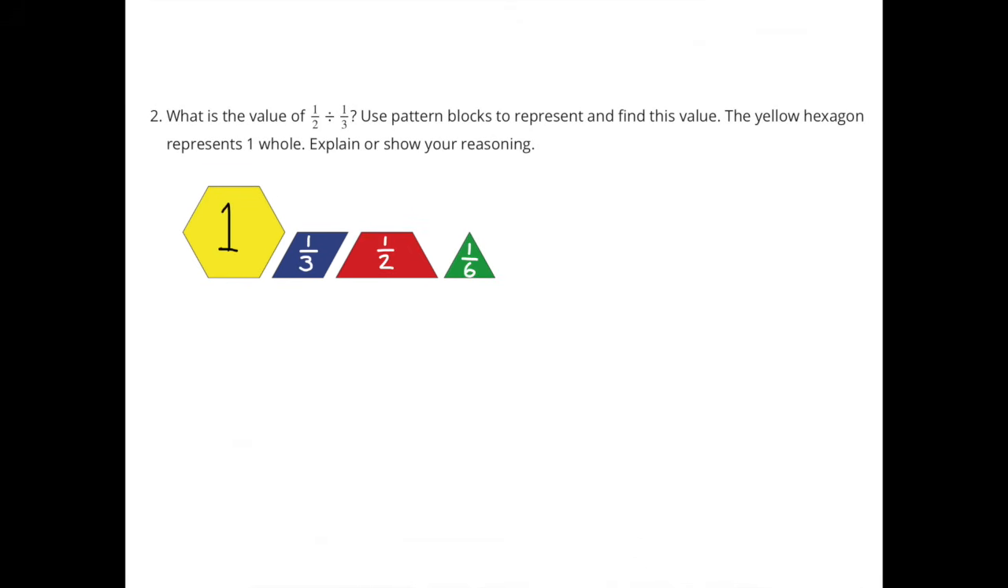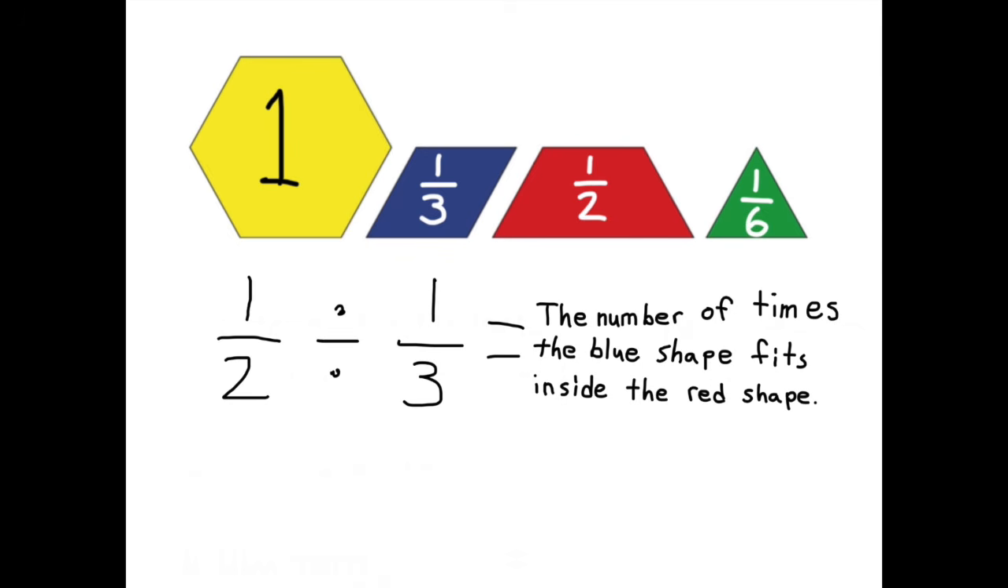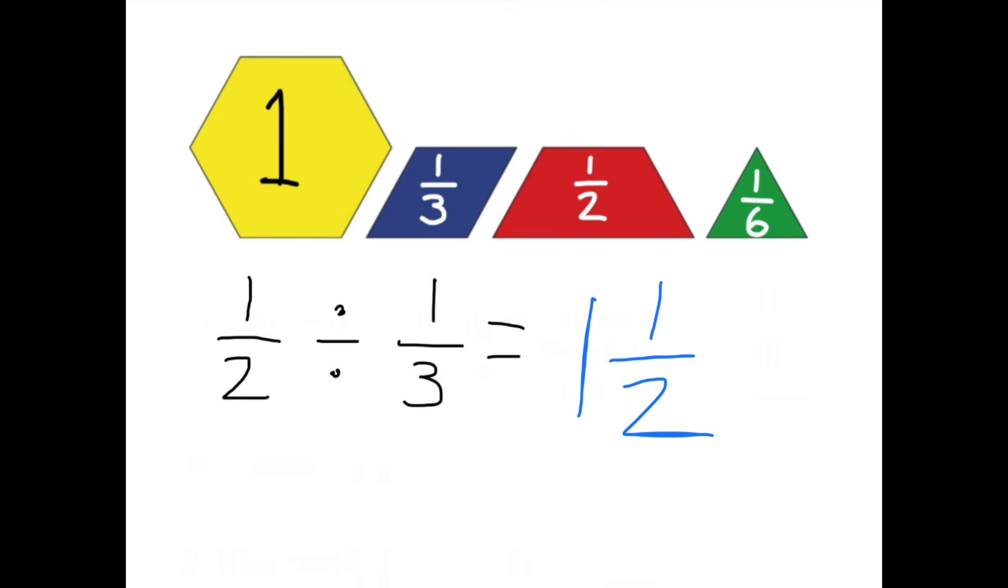The blue figure would fit inside the yellow shape 3 times, so the blue figure would be worth 1/3. The red figure would fit inside the yellow shape twice, so the red figure would be worth 1/2. And the green figure would fit inside the yellow shape 6 times, so the green figure would be 1/6. 1/2 divided by 1/3 equals the number of times the blue shape fits inside the red shape. The blue shape would fit inside the red shape 1 and 1/2 times.